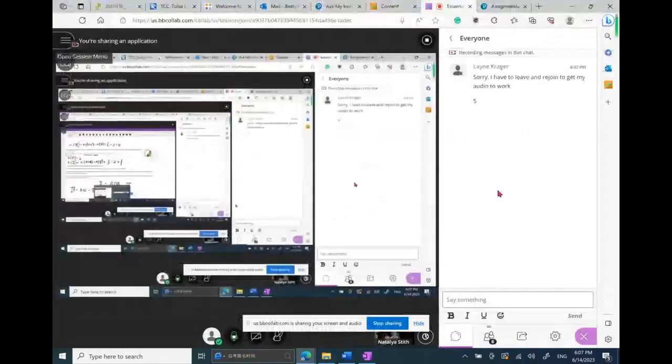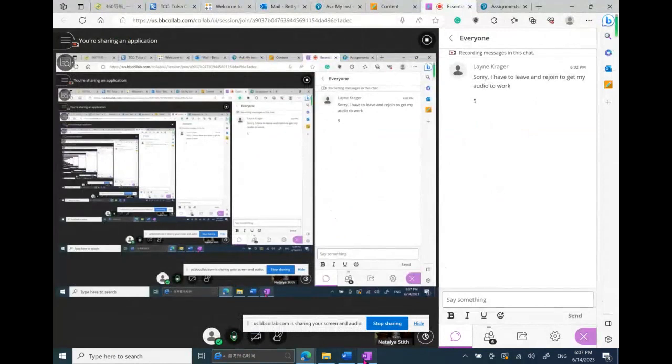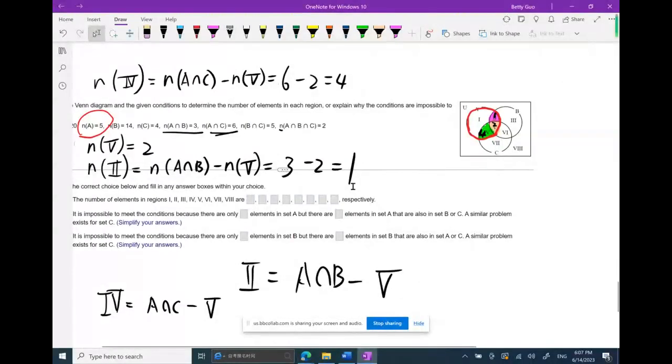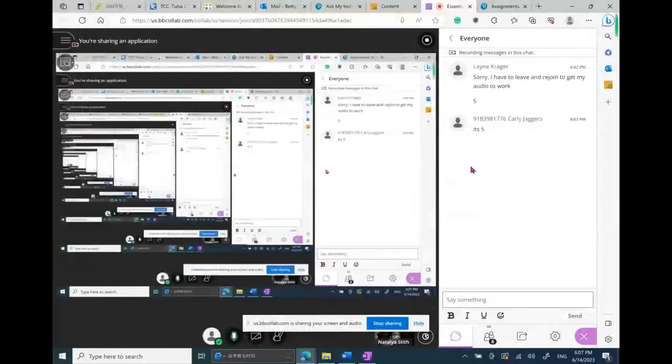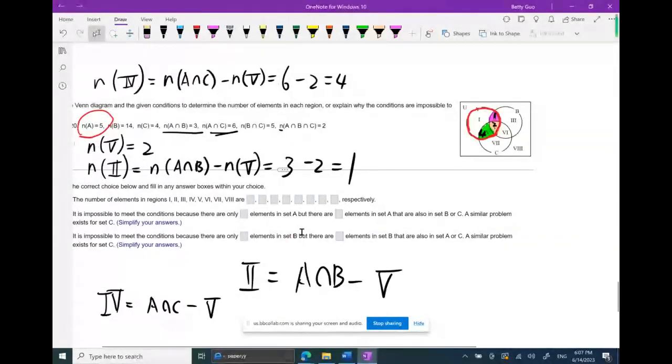5 is right here. I just circled right here, right? We have 5 elements. Yeah, exactly. Thank you, Carly. Thank you, Leon. So we have 5 elements in circle A. Right here is given, right?